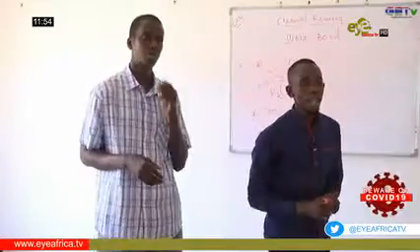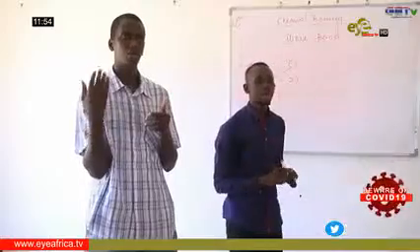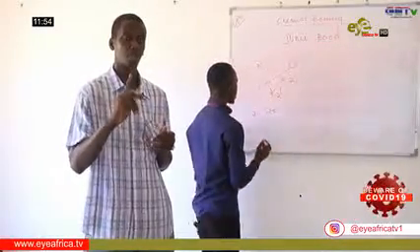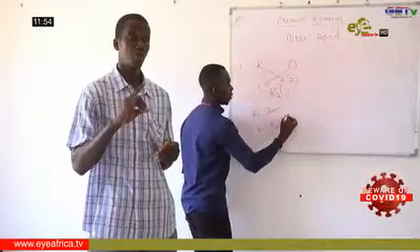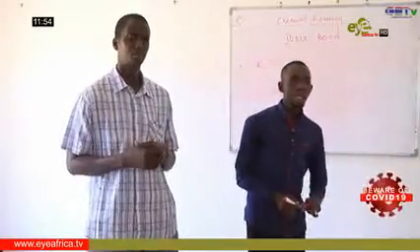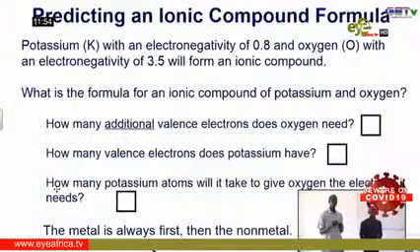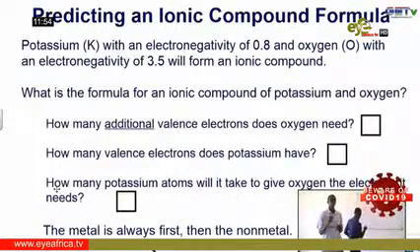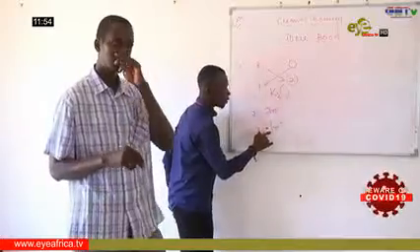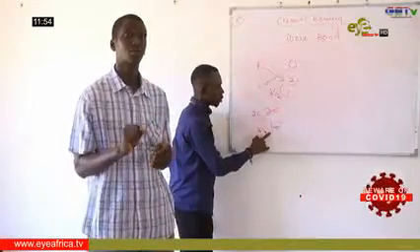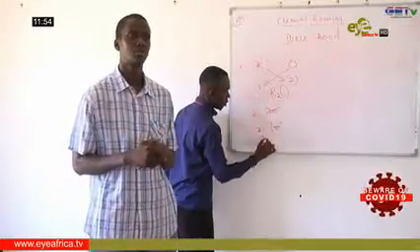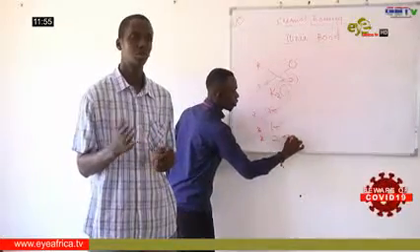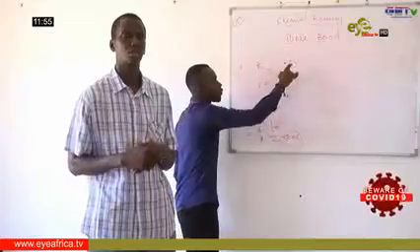Now, how many electrons, or how many valence electrons, does potassium have? Potassium has a valence electron of 1. How many potassium atoms will it take to give oxygen the electrons it needs? If the valence electron of potassium is 1, therefore potassium needs to come with 2 atoms. And these 2 atoms will now satisfy 1 atom of what?